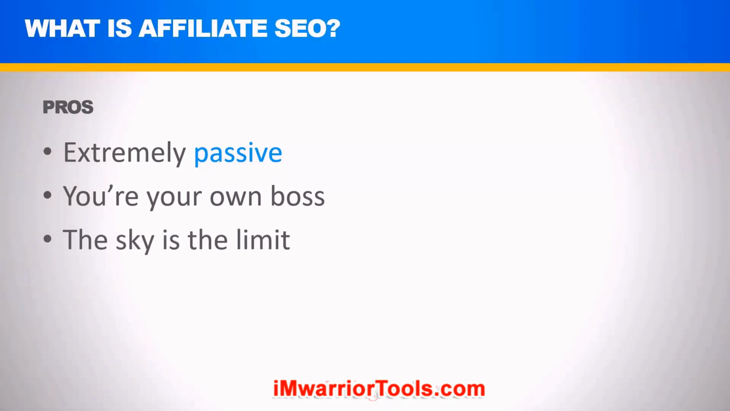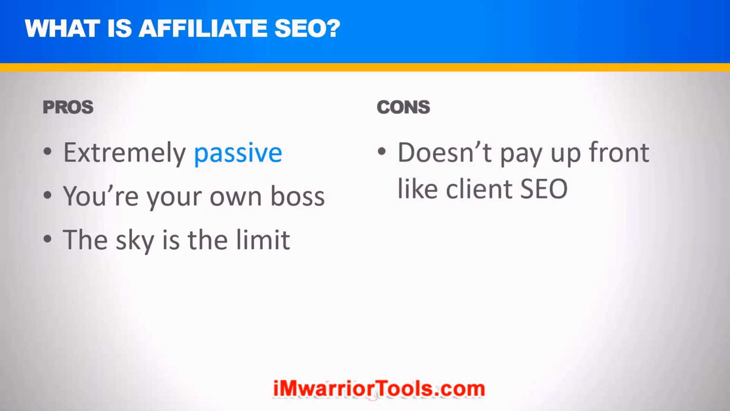And then next, the sky is the limit. You can essentially scale up an affiliate marketing business to the 6-figure and 7-figure a month mark, getting really, really high returns. I mean, there's really no limit to how big you can go with this stuff. Now, the cons, of course, it doesn't pay you up front like client SEOs.